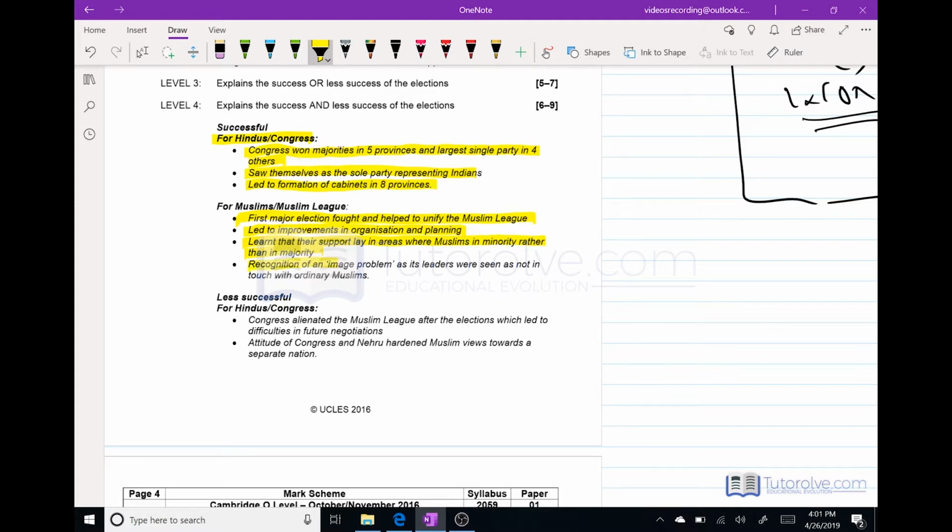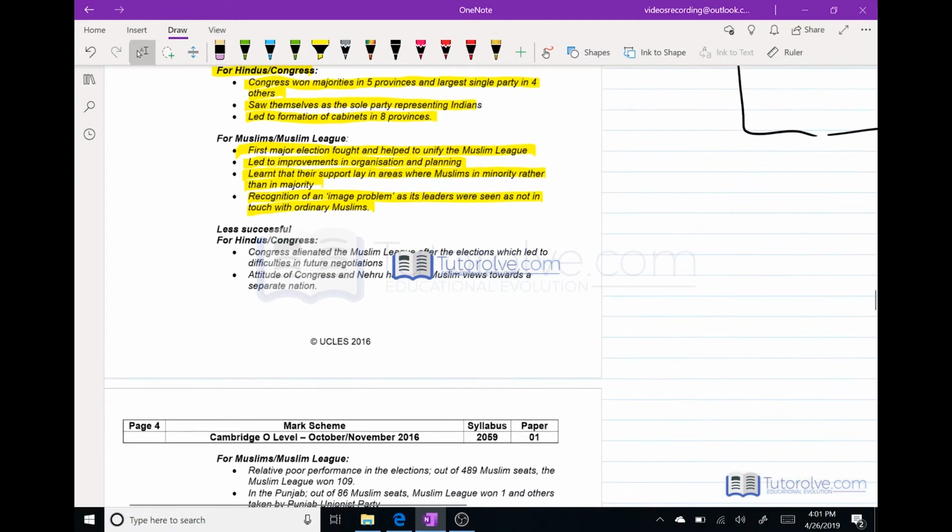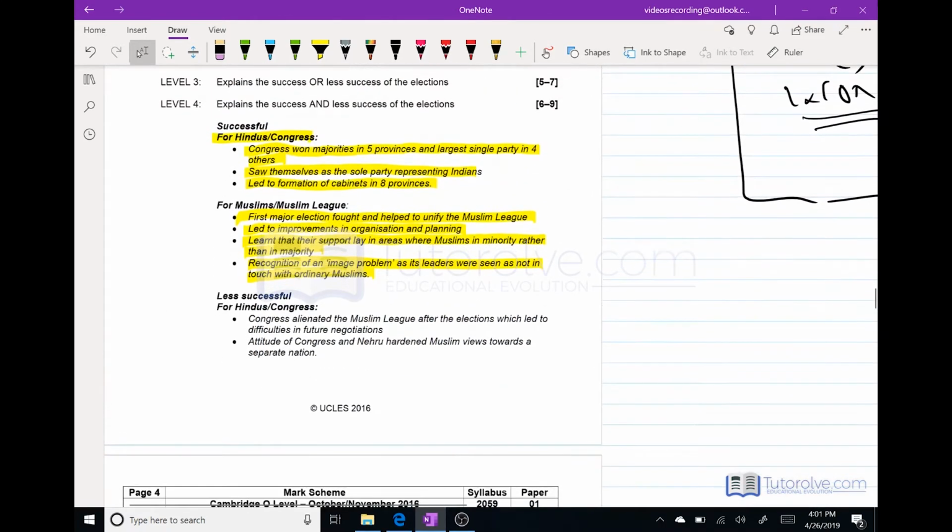Recognition of an image problem as its leaders were seen as not in touch with ordinary Muslims. So that was another problem, that a lot of people from the Muslim League were seen as elitist, power hungry individuals who actually did not care for the masses. Whereas Congress was seen as the party of the people. So there was a lot of difference in that regard. So these are the effects of how successful the elections were for both Muslim League and Congress.